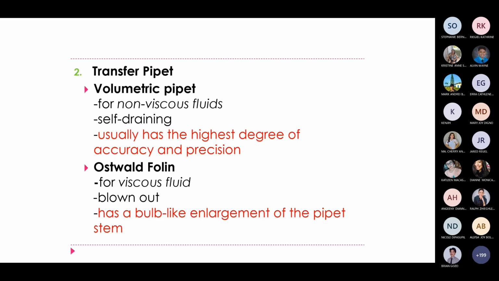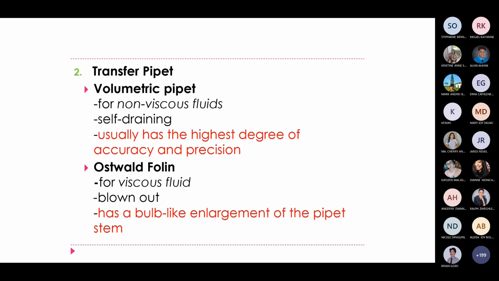Next. Okay, ang ating transfer pipette. Ang ating transfer pipette, we have two types, the volumetric and the Ostwald-Folin. Okay. Since it is volumetric, ito, tatandaan n'yo, self-draining. Ang blown out is OF, si Ostwald-Folin, and si serologic. Self-draining is si volumetric and si Mohr pipette.